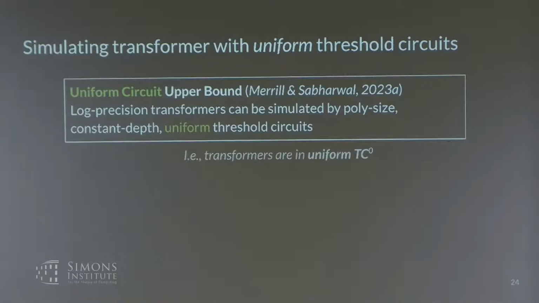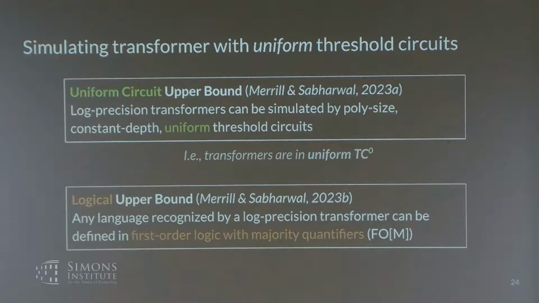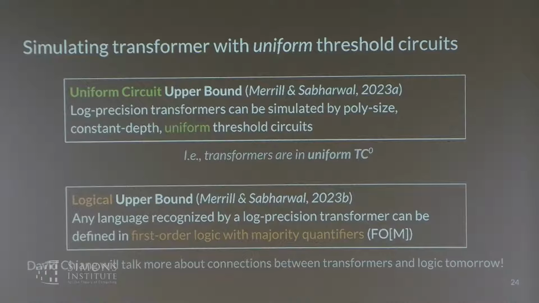And we can even refine this more. There are different notions of uniformity. And if you make the result very, very uniform, it actually turns out to give you implications about logic. So not only are transformers expressible in uniform TC0, but they can actually be defined in a variant of first order logic as a corollary of this.